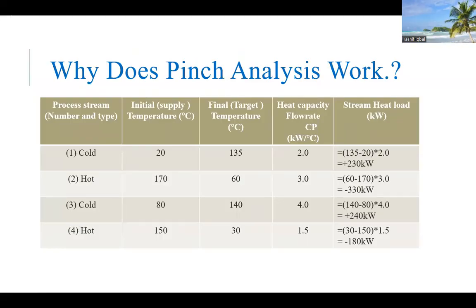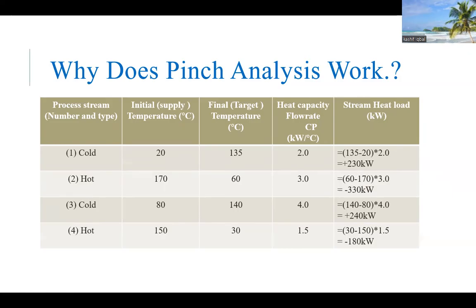So here is the example of 4 streams where 2 are the cold streams, stream number 1 and stream number 3, and stream number 4 and stream number 2 are the hot streams. These are their initial temperatures, their final temperatures, and the heat capacity flow rates. And these are the heat duties of each stream, which can be transferred from one stream to another stream.